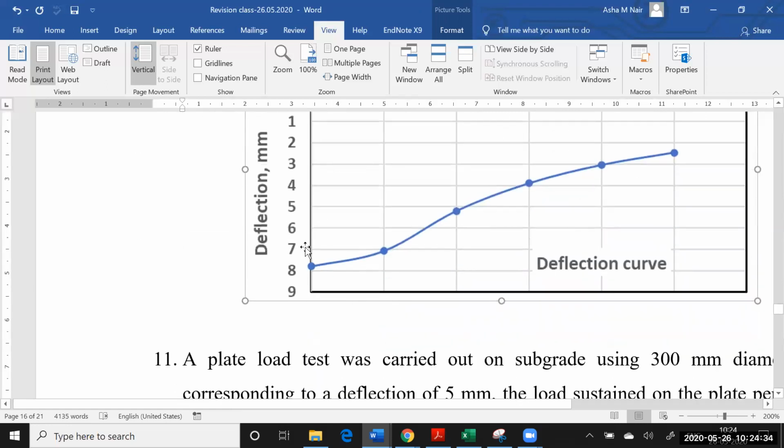Please don't get confused. This is not representing the depth. The y-axis is representing the deflection. So this is a deflection bowl that is developed below the wheel load.